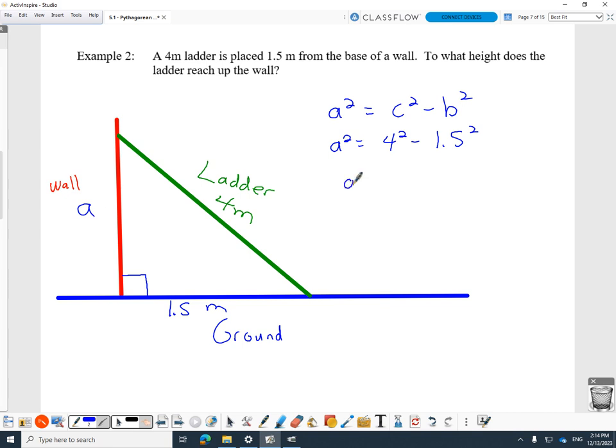What'd you get next, Scout? I got a squared equals 16 subtract 2.25. Yes? That's a squared is equal to 13.75. Yes? I did the square root. And then you square rooted it? You didn't square root it yet? 3.7. Those odd numbers are. Scout's doing it.